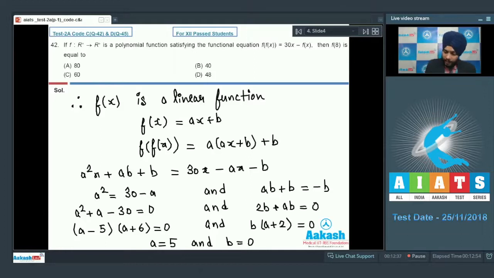What is the value of f(8)? f(x) is 5x now, so f(8) is 40. So this is the answer to the question. Option B is the correct choice. If you observe the degree of the polynomial, it is a very easy problem.